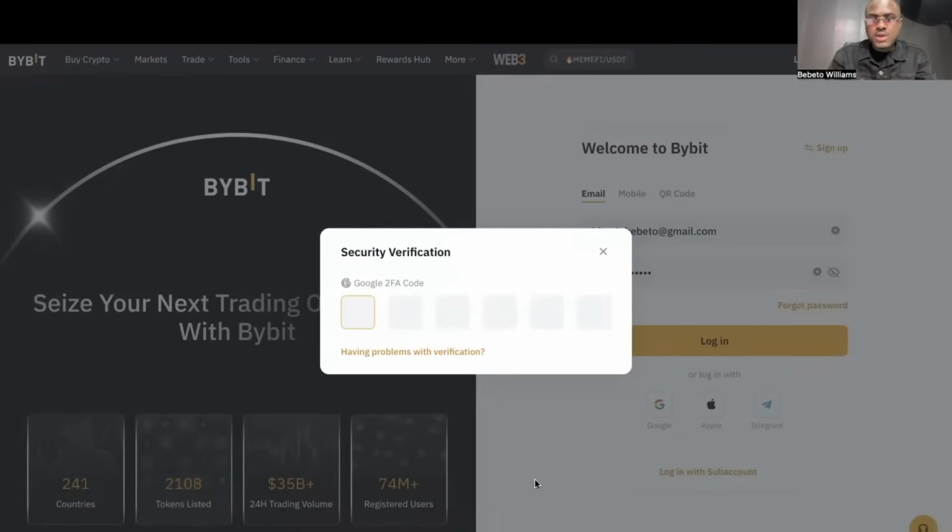Because I already have an account with BYBIT, you remember I told you that I deposit and also withdraw from there. The next thing I'll just have to do is to sign in. So I already signed in. Then it's asking me for a Google two-factor authenticator, so I'll come to my phone to copy the two-factor authenticator and give it to them.